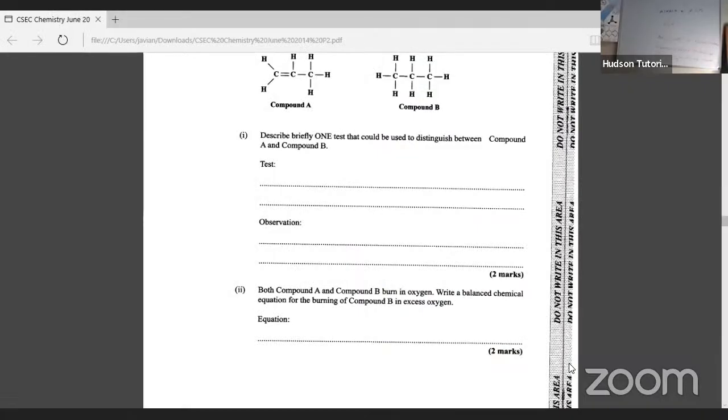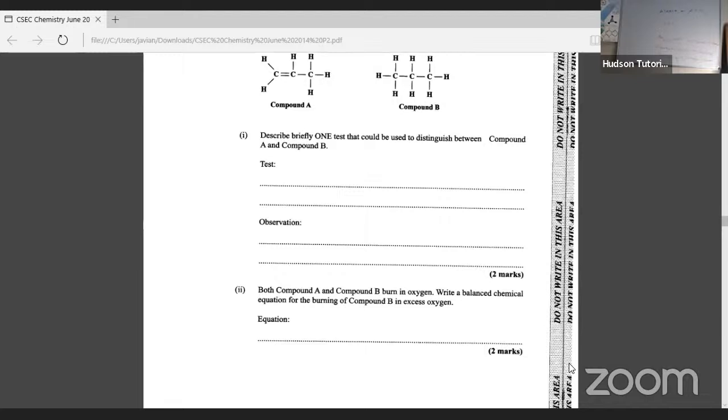It says both compound A and B burn in oxygen. Write a balanced chemical equation for the burning of compound B in excess oxygen. Now, the excess oxygen tells us that we have complete combustion taking place.